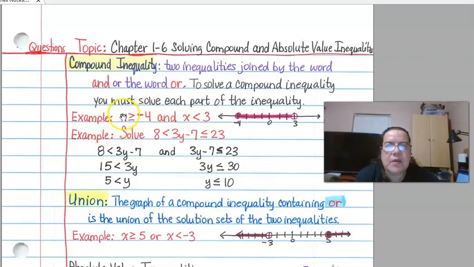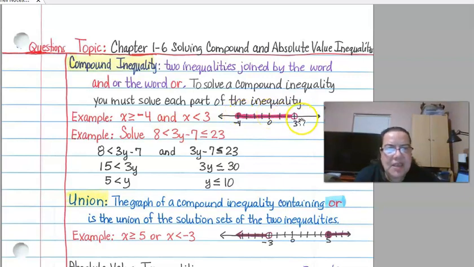So for example, when x is greater than or equal to -4 and x is less than 3. So you've got this situation where the x that you're looking for can be greater than -4 and less than the number 3. First you identify, let's look at this side right here. The places where x is greater than or equal to -4 are right here. Here's the -4, you identify it. I colored it because it has an equal sign, so it can equal -4. And then greater is this way.